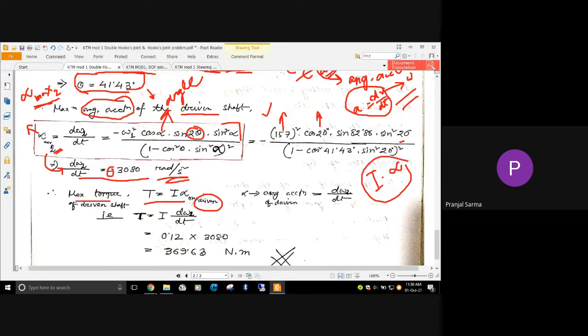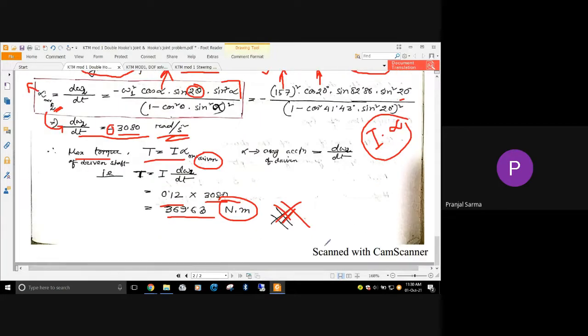Putting in I into alpha, I can write alpha 2 equal to d omega 2 by dt. This value is already given, and we take the modulus value only. This is the value of torque, and the unit is Newton meter. So with this, this problem is over.